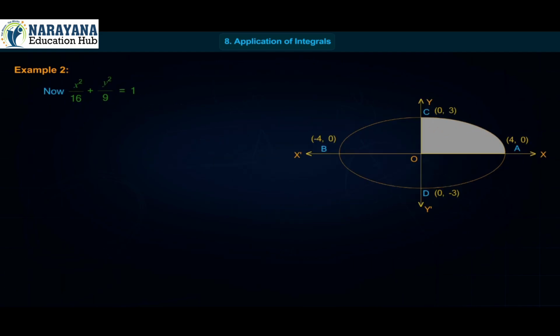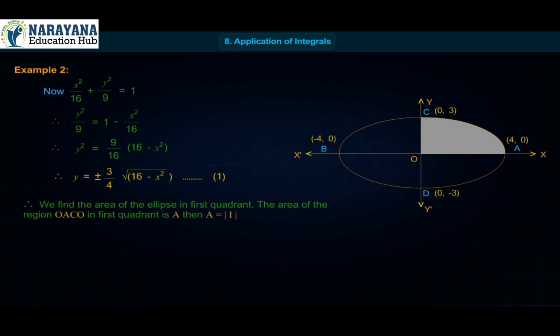Now, x square upon 16 plus y square upon 9 is equal to 1. Therefore, y square upon 9 is equal to 1 minus x square upon 16. Therefore, y square is equal to 9 upon 16 into (16 minus x square). Therefore, y is equal to plus or minus 3 upon 4 into square root of 16 minus x square. Equation 1. Therefore, we find the area of the ellipse in first quadrant. The area of the region OACO in first quadrant is A.